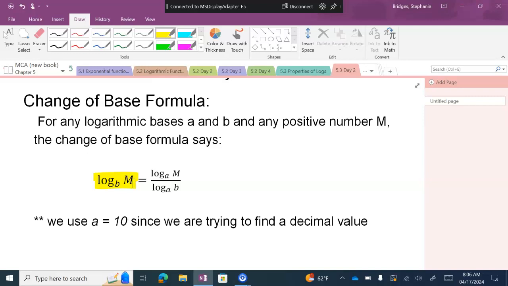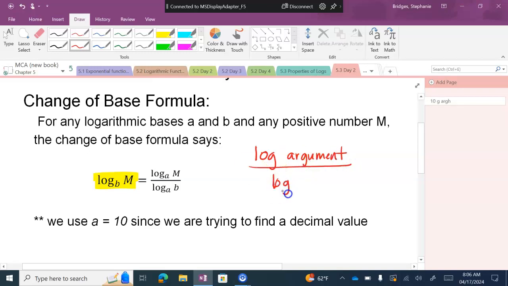Okay, it's really that simple. You do the log of the argument divided by the log of the base. We're using base 10 here so that we can get a decimal value in our calculators. There's just a trick we have to make sure we do in our calculators, and I'll talk to you about that in just a second. So again, it is the log of the argument divided by the log of the base.